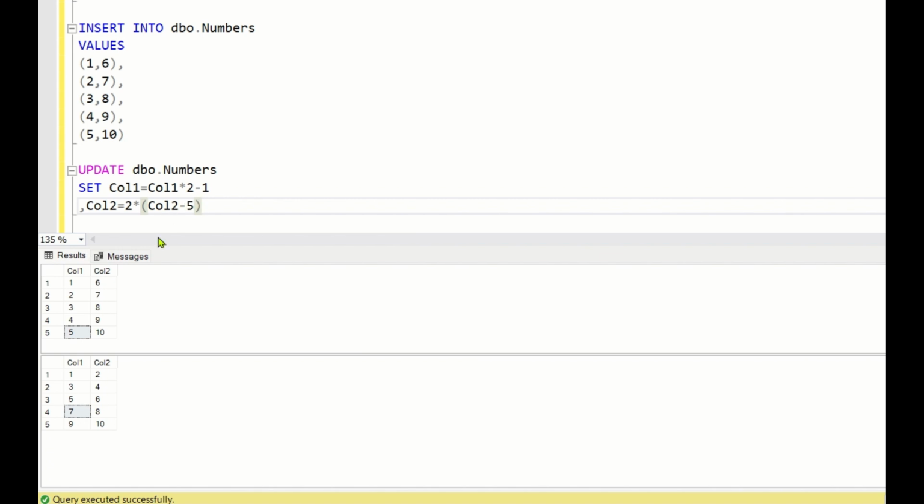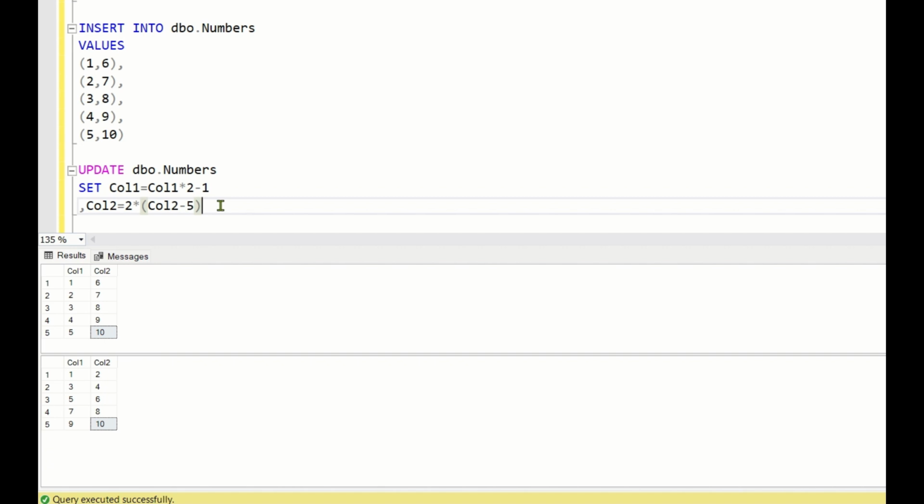In the input, take 6 as a value. 6 minus 5 is 1, and 1 multiplied by 2 is 2. So the output is 2. 7 should become 4. So 7 minus 5 is 2, and 2 multiplied by 2 is 4. 8 should become 6. So 8 minus 5 is 3, and 3 multiplied by 2 is 6. 9 should become 8. So 9 minus 5 is 4, and 4 multiplied by 2 is 8. And 10 should become 10. So 10 minus 5 is 5, and 5 multiplied by 2 is 10.